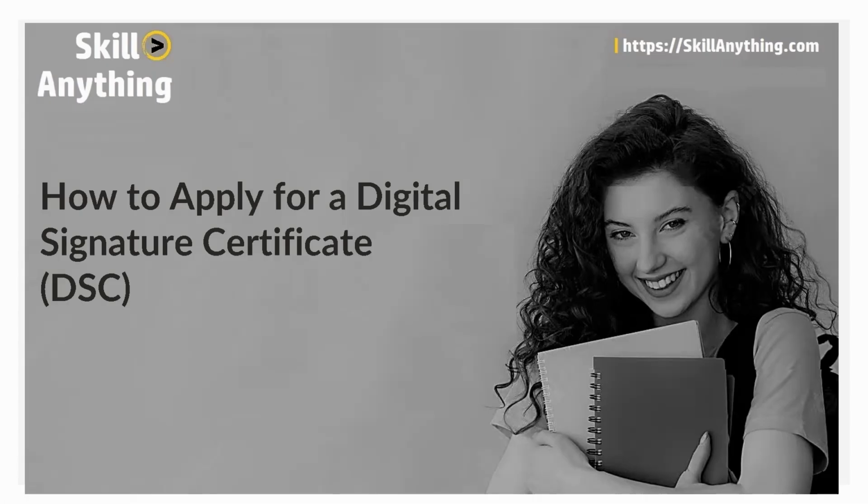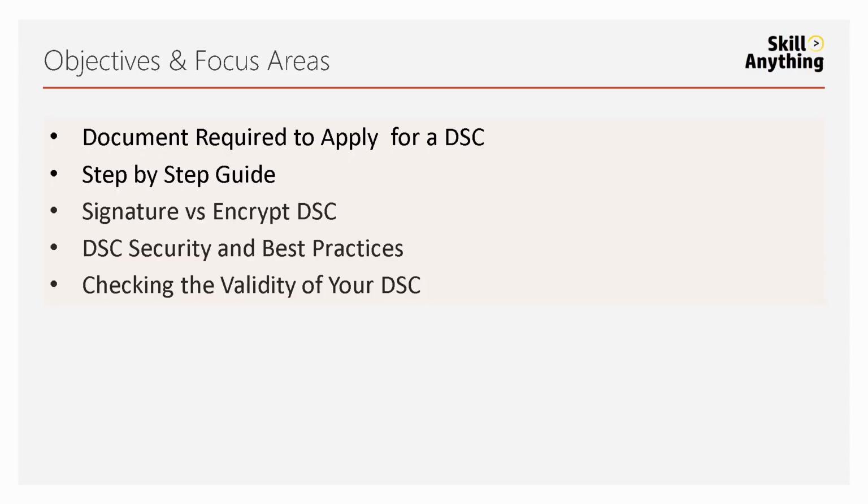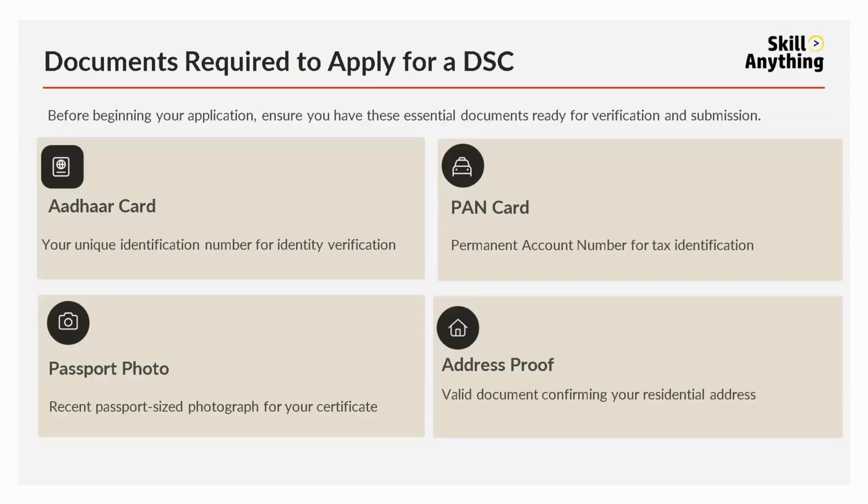In today's video, we'll take you through the complete process of applying for a digital signature certificate, or DSC. We also understand the difference between signature, sign and encrypt DSC, explore best practices, and learn how to check the validity of your DSC. Here is what we will cover in this video: documents required to apply for DSC, a step-by-step guide for application, the difference between signature and sign and encrypt DSC, security tips and best practices, and how to check your DSC validity. In the next slide, we'll see the documents required to apply for a DSC.